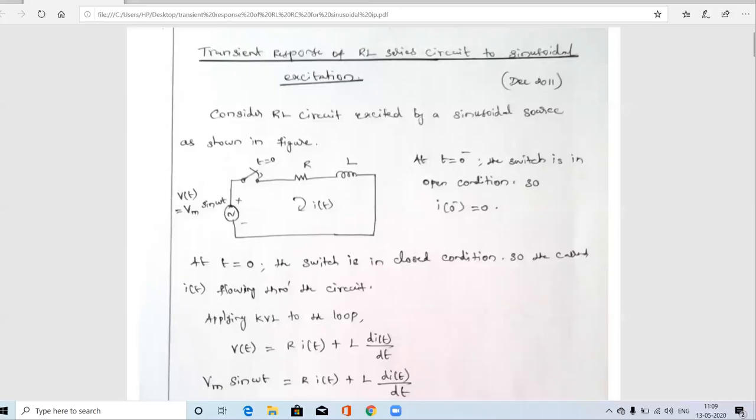Input applied is called the excitation. The transient response of an RL series circuit to sinusoidal excitation we are going to see. When we apply a sine input, how will this circuit respond? That is what we are going to discuss.